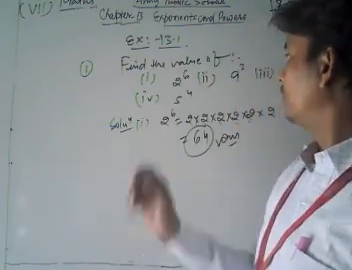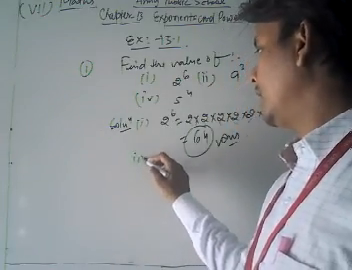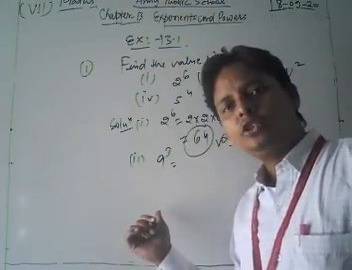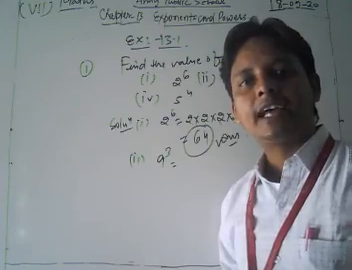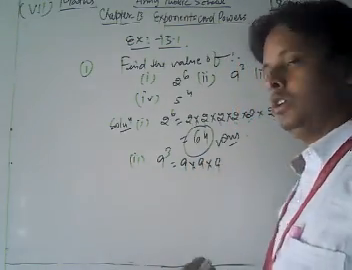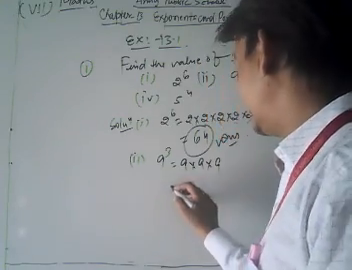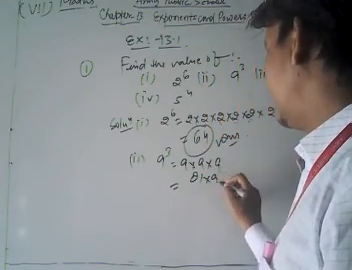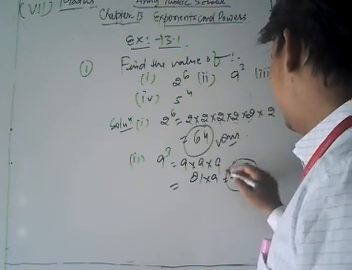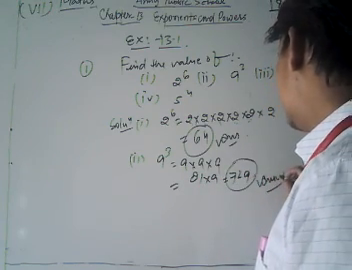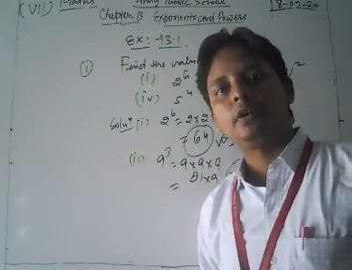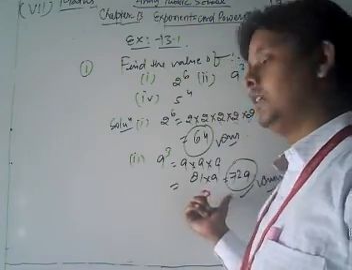Similarly, we solve the next part of this question. Here we have 9 to the power cube. 9 to the power cube means we write 9 three times, so 9 into 9 into 9. Now 9 9s are 81, and 81 into 9 means 9 1s are 9, 9 8s are 72, so we get the answer 729. So the value of 9 to the power cube is 729.